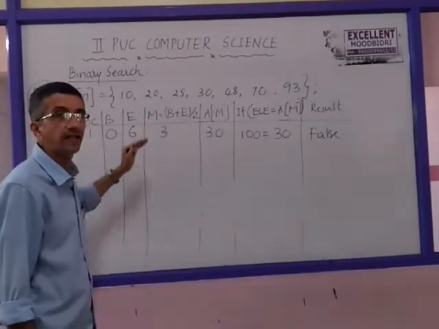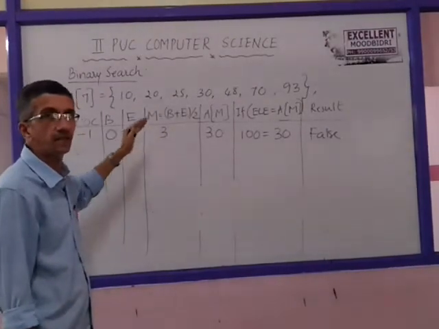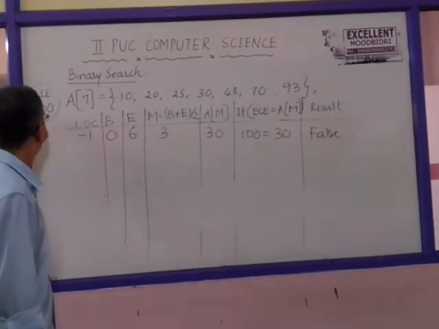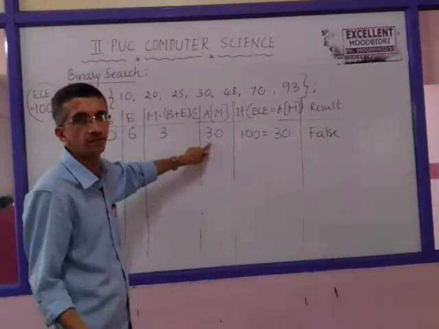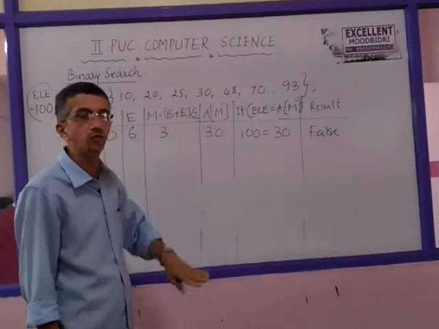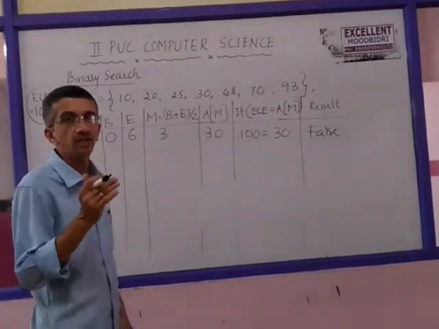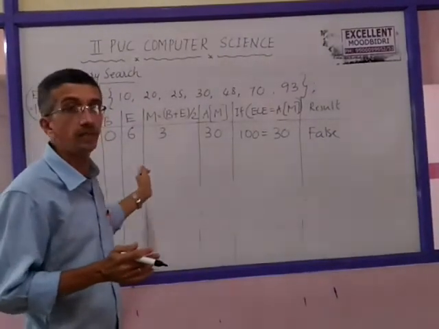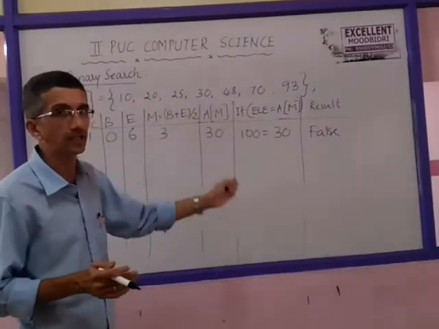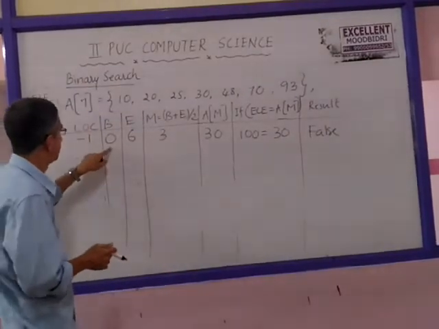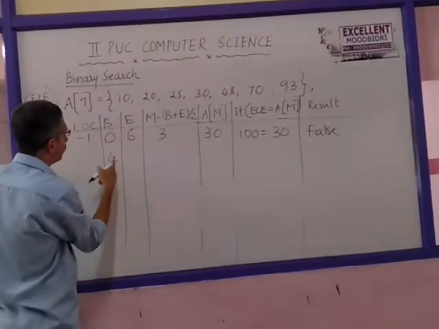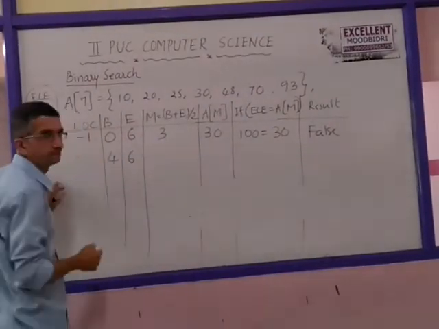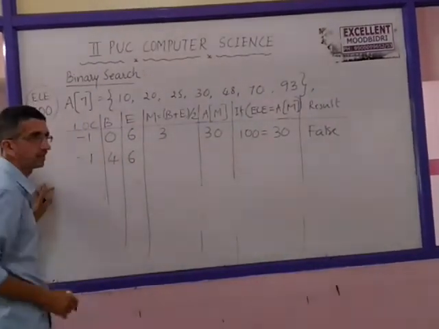So else if element is less than A of mid. How much? Element is 100, less than 30. True or false? False. Element is more than that. Next goes to else. Else, beginning is equal to mid plus 1. Beginning changes to mid plus 1. It becomes 3 plus 1, 4. End remains at 6. Location we have not changed, remains at -1.